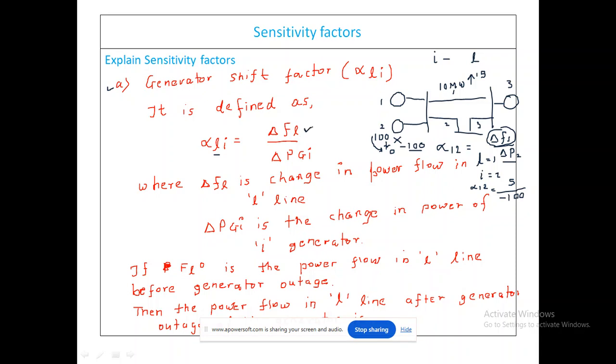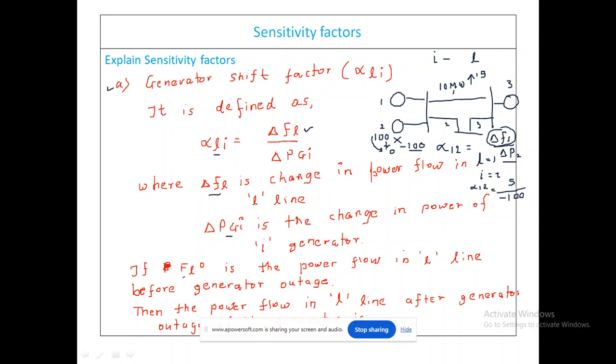Delta FL, what is delta FL? Delta FL is the change in the power flow in the Lth line when there is a delta Pg change in power of the ith generator. Okay, so these sensitivity factors are calculated.